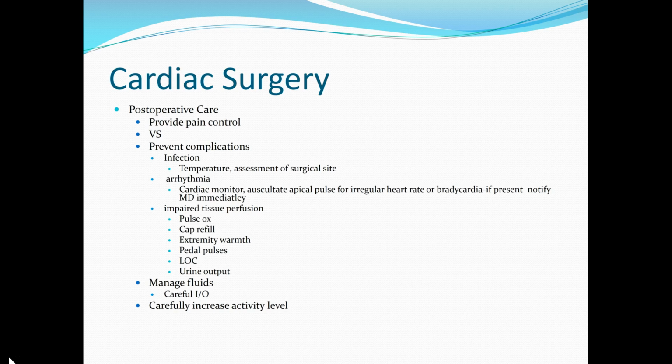If they do have an arrhythmia, you're going to do cardiac monitoring. You're going to auscultate the apical pulse for the irregular heart rate or bradycardia. And obviously, if it's present, you're going to notify the doctor immediately. You're also going to want to look out for signs and symptoms of impaired tissue perfusion. So pulse oximetry, cap refill, extremity warmth, pedal pulses, level of consciousness, urine output.